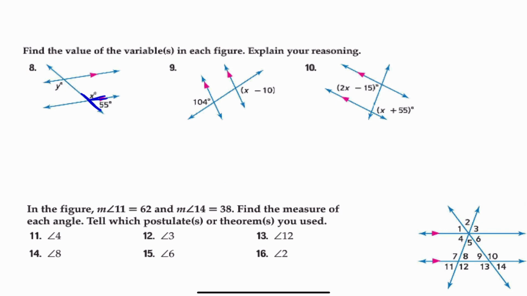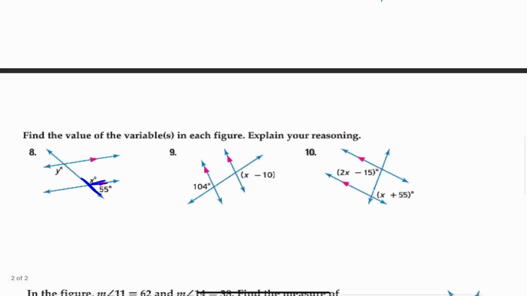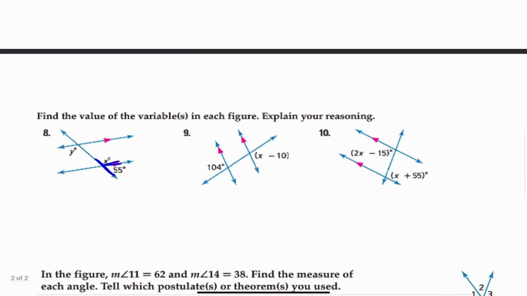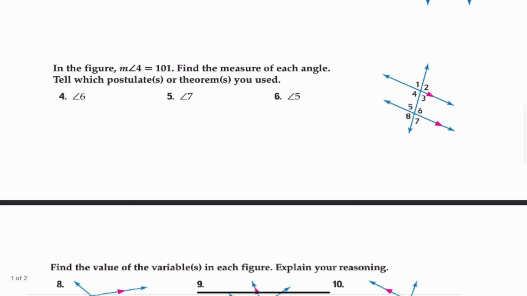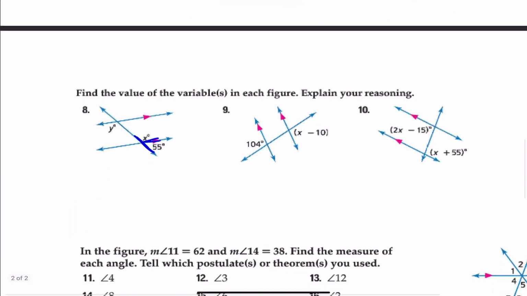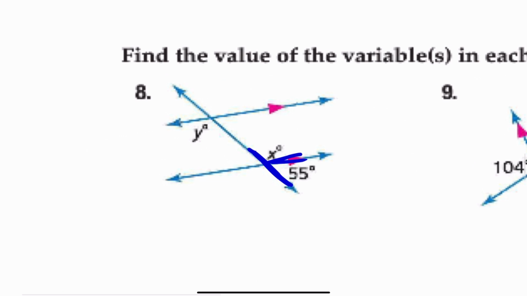Find the value of the variables in each figure. Explain your reason. It's kind of like this, but you're going to be doing some algebra in this case. For number 8 here, you can see that we got 2 lines cut by a transversal, and these lines are parallel because of the arrows that you can see. So these lines are parallel.